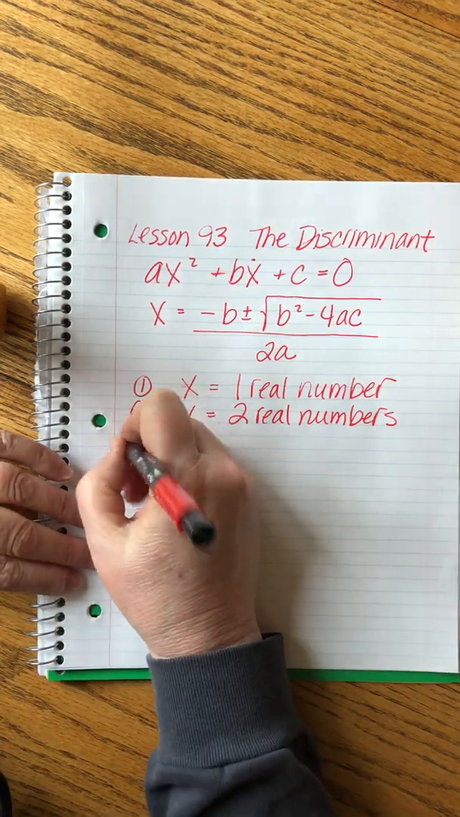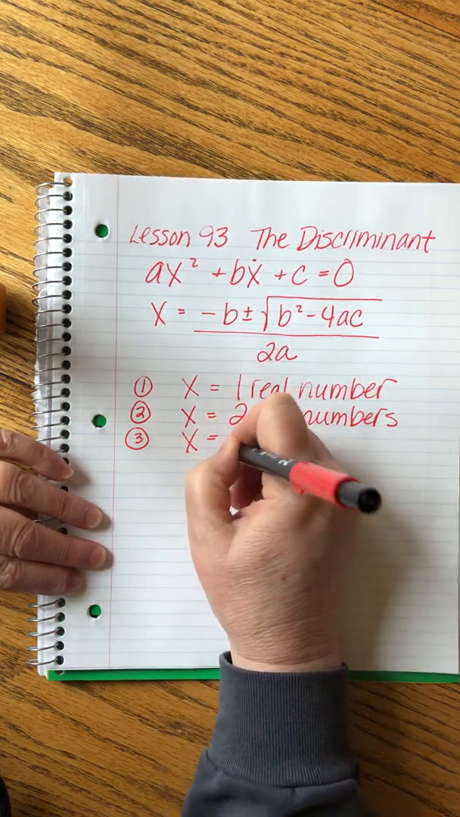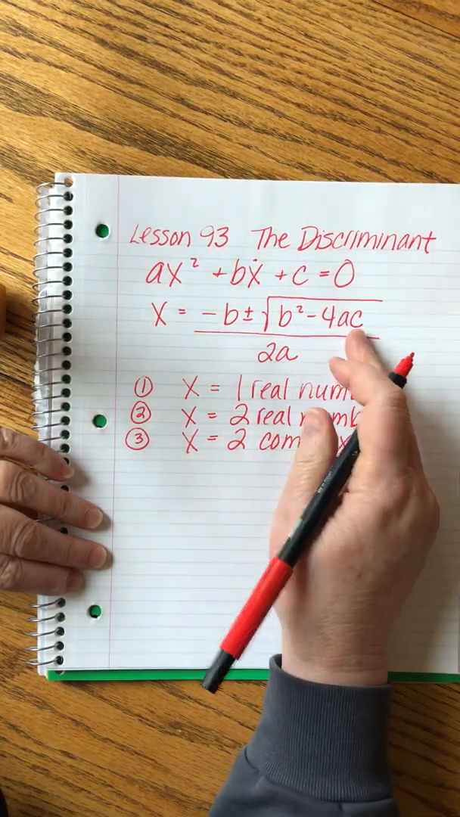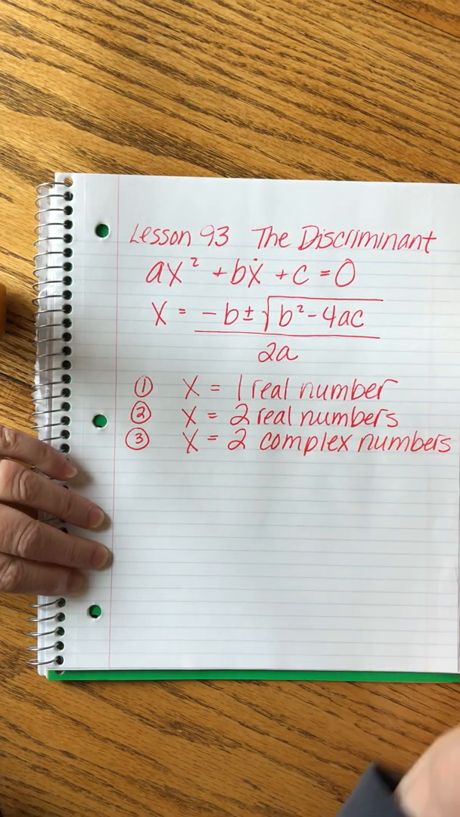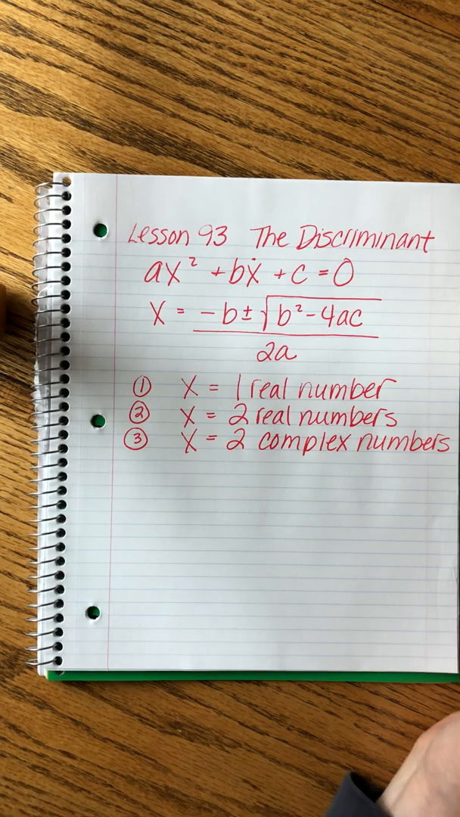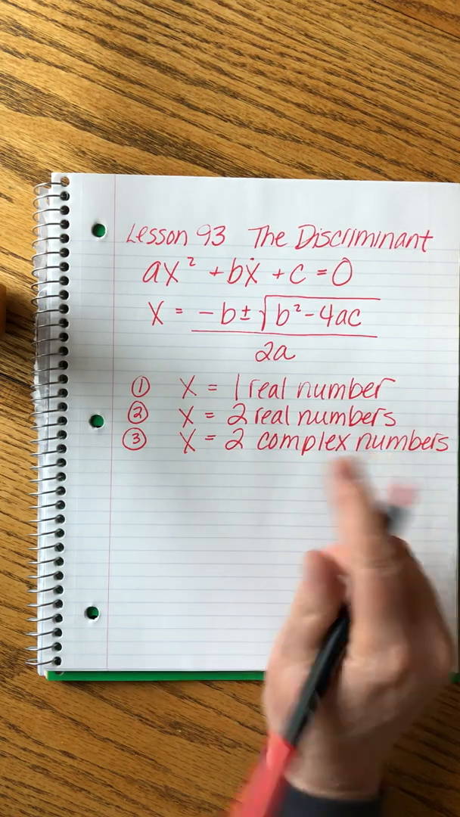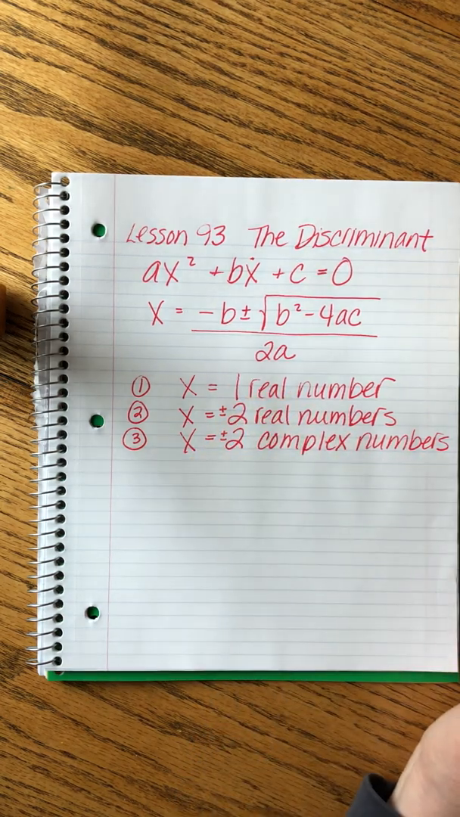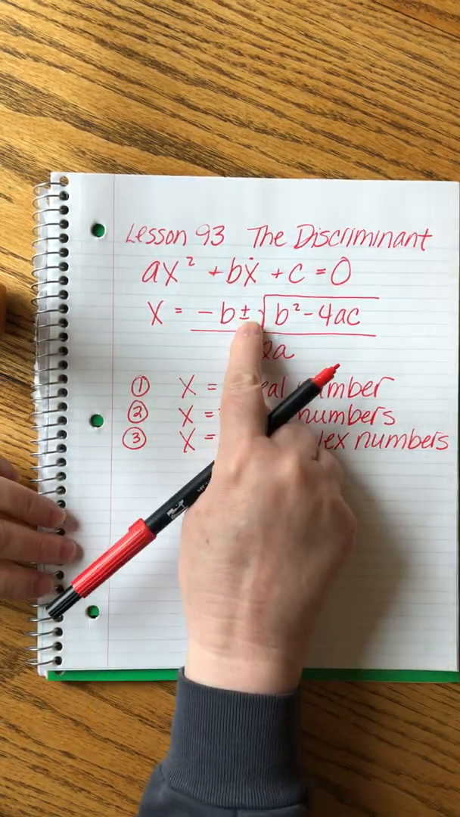The third one we've gotten used to: x equals two complex numbers. That's when we end up with an imaginary number, and we end up with an a plus bi kind of thing. Remember that when we have two real numbers or two complex numbers, it often looks like just one number because we use the plus or minus symbol to show that it's actually two numbers, even though it just looks like one. These are the three different kinds of answers we can get to a quadratic.